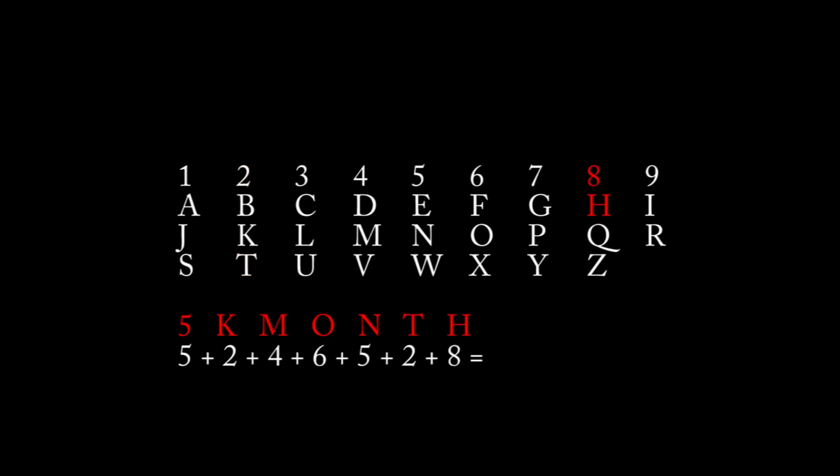Looking at this graphic here, we can see that each letter of the alphabet is associated with a number from 1 to 9. So we'll take the number 5, add in the number for K, which is 2, M, which is 4, O, which is 6, 5, 2, and 8. And add those numbers together, which totals 32.